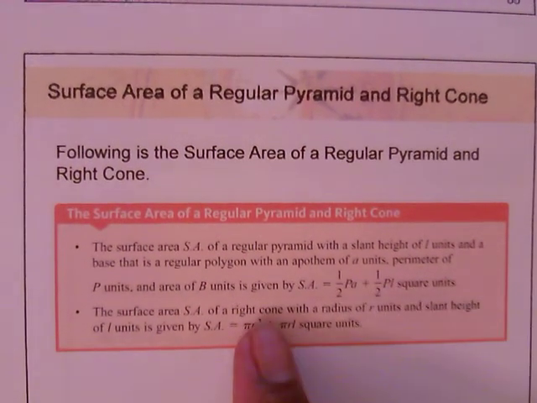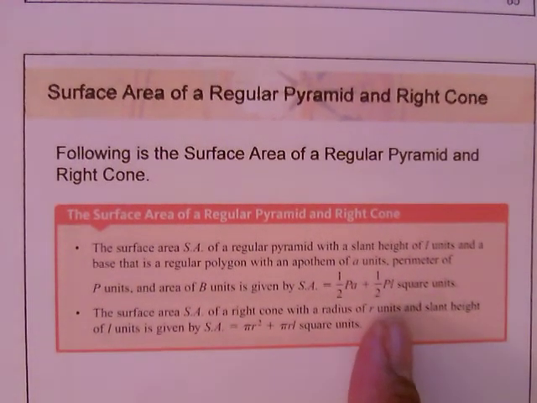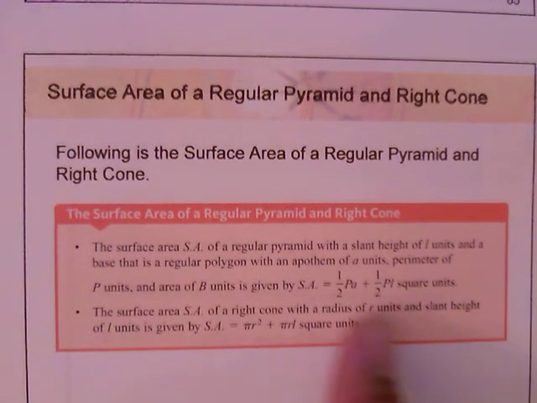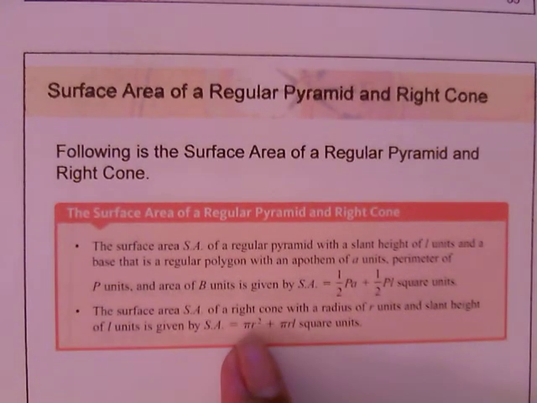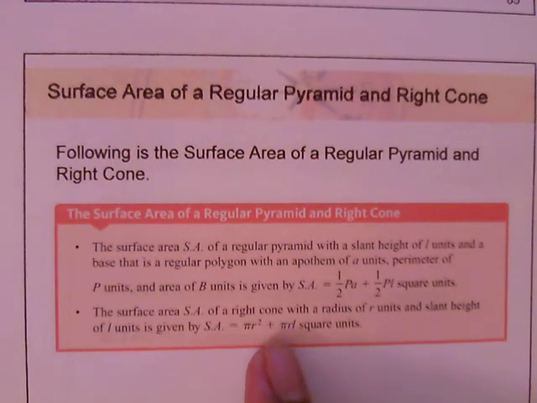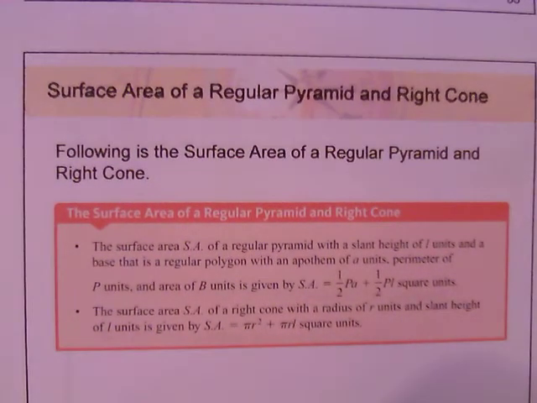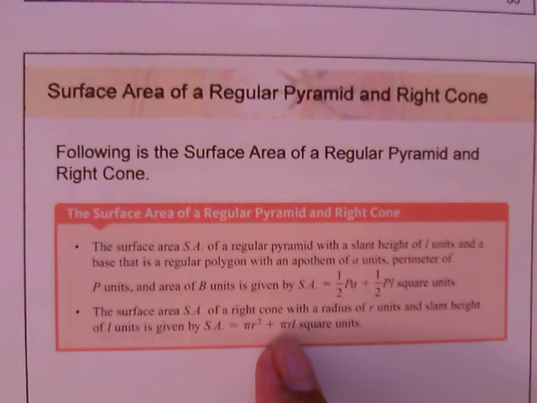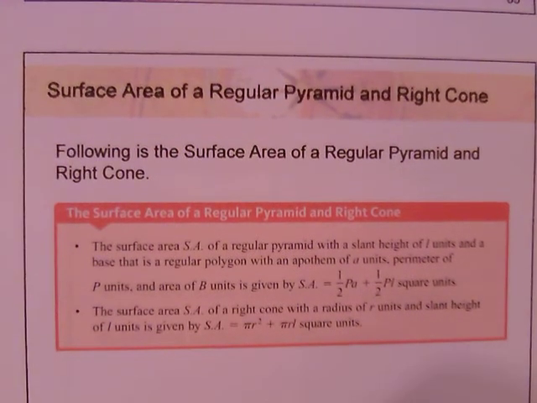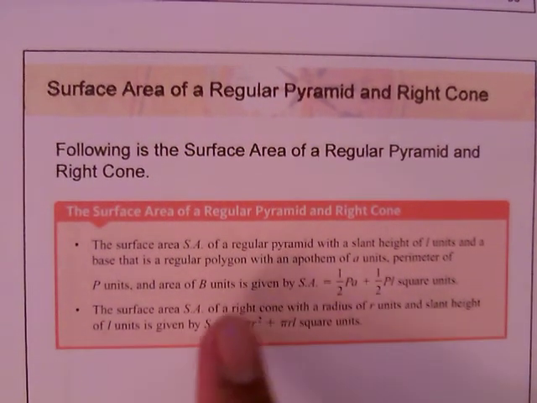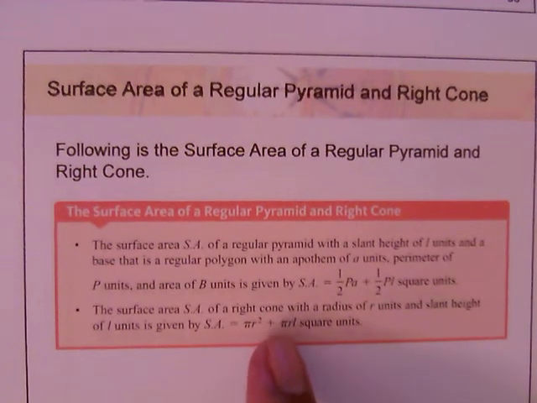And then for the cone, the base is a circle, so the area of the circle is pi r squared. When you break that apart, the part that is pi times the radius times the slant height represents the lateral surface area for that cone. So S is equal to pi r squared plus pi r L square units.